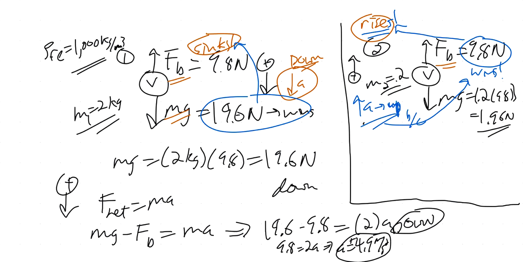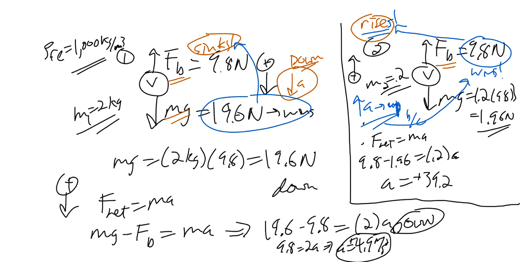See if I can do this really neatly. F net equals MA. F net is 9.8 minus 1.96 equals 0.2 times A. I will skip that, but do it. 9.8 minus 1.96 is 7.84 divided by 0.2 gives me an acceleration of positive 39.2, which of course means up. I chose my positive to be up. And sorry, that's meters per second per second.